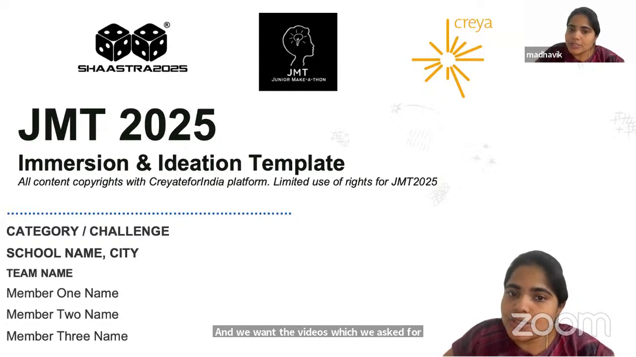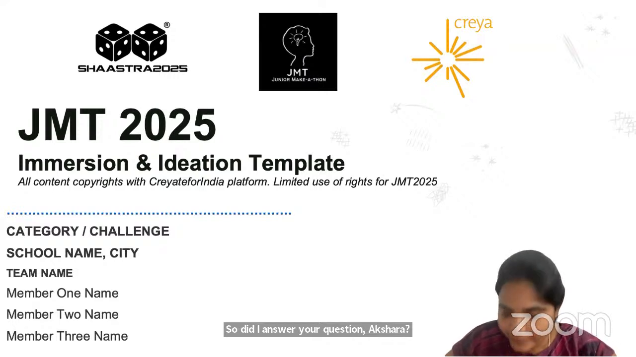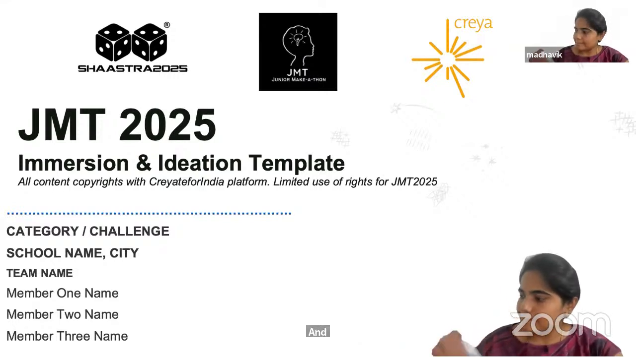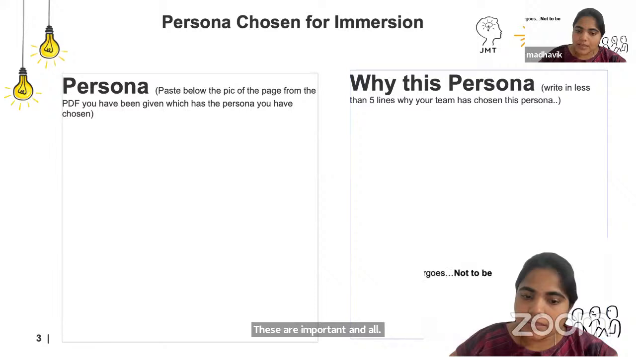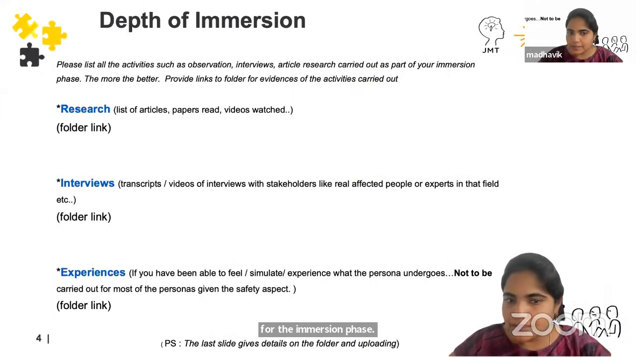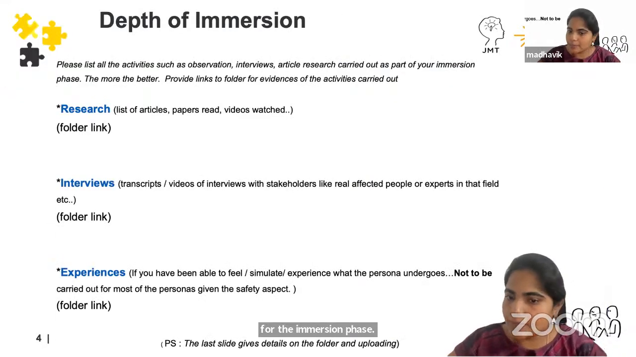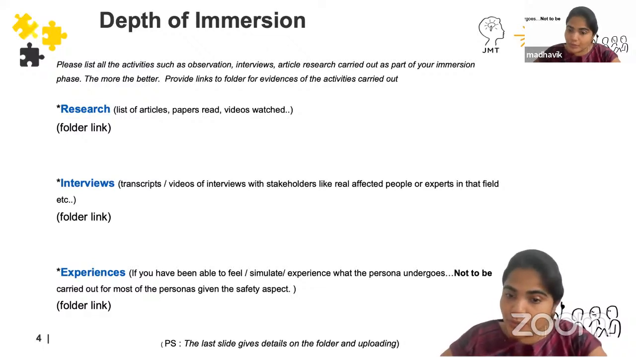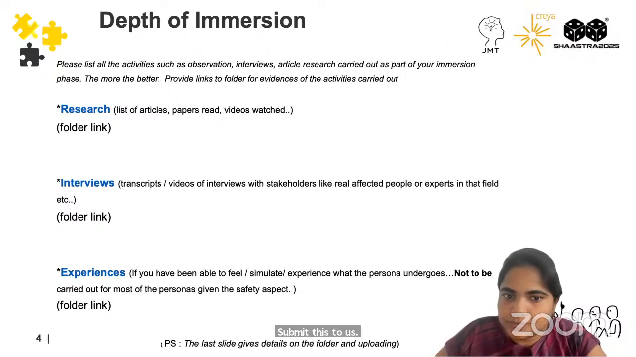So did I answer your question, Akshara? Yes, ma'am, you did. And one more question, ma'am. Are there any particular essential things that we must do, like these are important for the immersion phase? I have already told the template. Whatever is there in this template, these 4 slides are very important. We are expecting all of you to submit this to us.